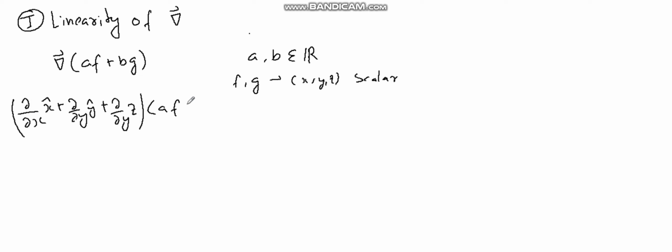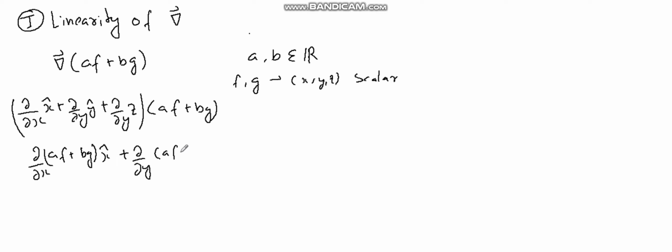So this is del of af plus bg. We can write: del by del x of af plus bg times x cap, plus del by del y of af plus bg times y cap, plus del by del z of af plus bg times z cap.